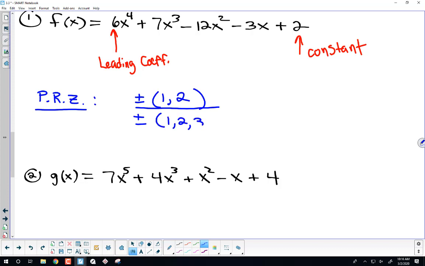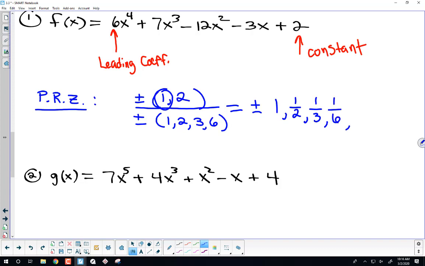1, 2, 3, and 6. But we actually have to divide these numbers. As it is, it's just factors divided by other factors. Again, we're just going to include positive and negative, but you have to divide 1 by all these numbers on the bottom. So we have 1 divided by 1, 1 divided by 2, 1 divided by 3, and 1 divided by 6.